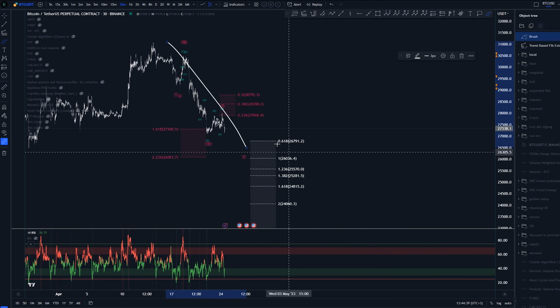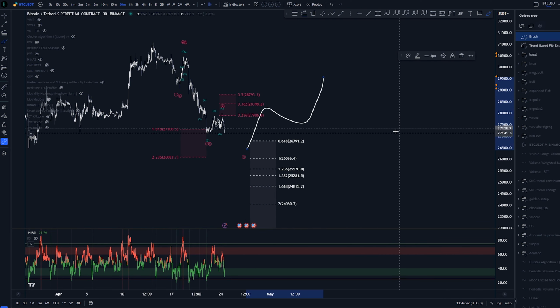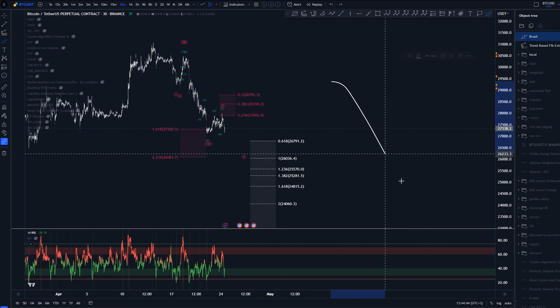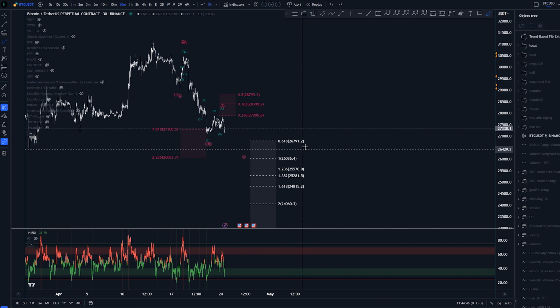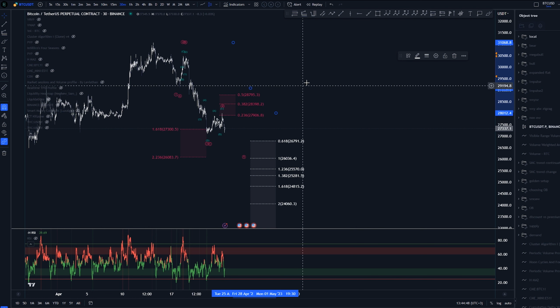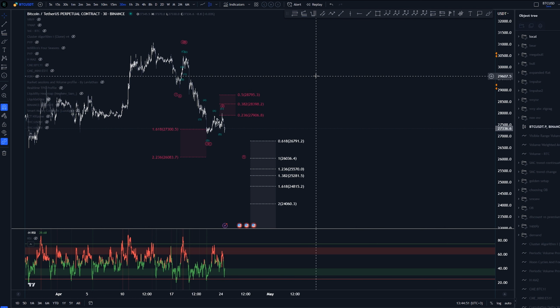In my opinion, this is again the start of something new. We'd be looking for some kind of move upwards, and then again, continuation to the downside. That's my bias for now, and we'll see again how that changes if the price does something that I don't expect. But that's going to do it for this video.